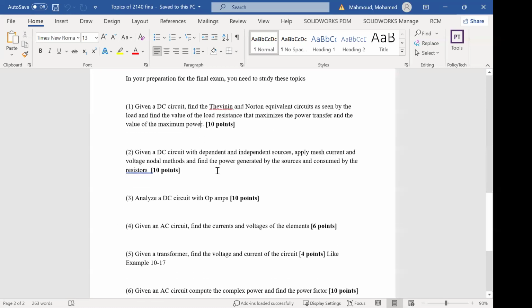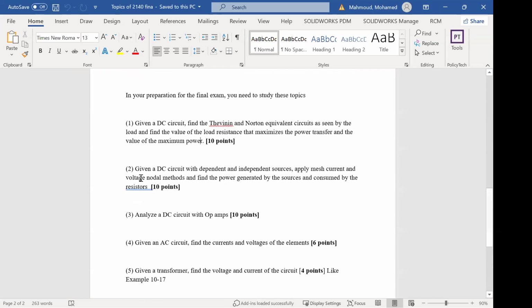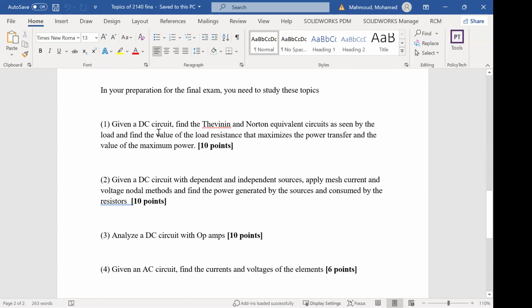Here I told you guys that the exam will have these topics. Number one, I will give you a DC circuit, then I will ask you, can you give me the Thevenin and Norton equivalent of this circuit as seen by the load? This is number one.